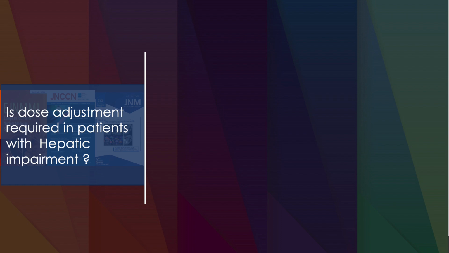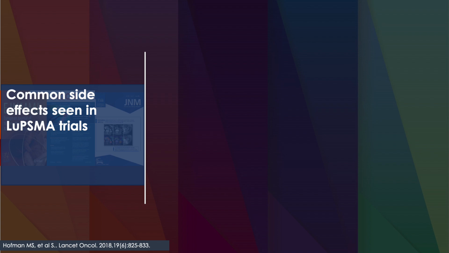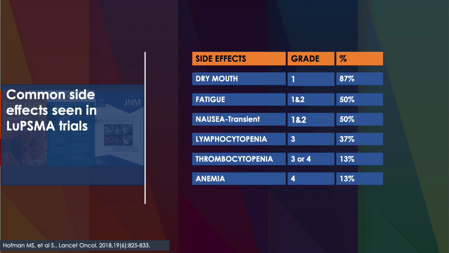Is dose adjustment required in patients with hepatic impairment? The answer is no. Currently, there is no evidence to support that the dose has to be reduced in patients with hepatic impairment. What are the common side effects of lutetium PSMA therapy? It starts with dry mouth in approximately 87%. It's usually grade 1. Fatigue, nausea, lymphocytopenia, anemia and thrombocytopenia are the major side effects.